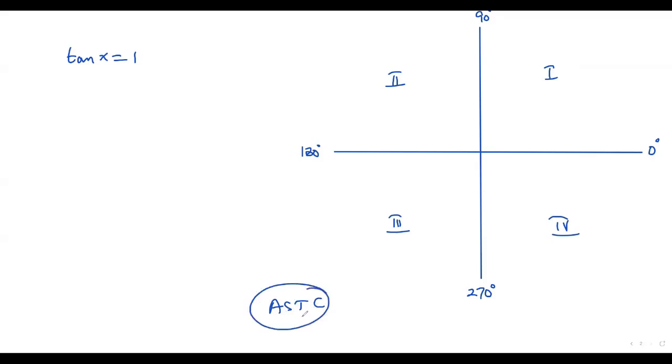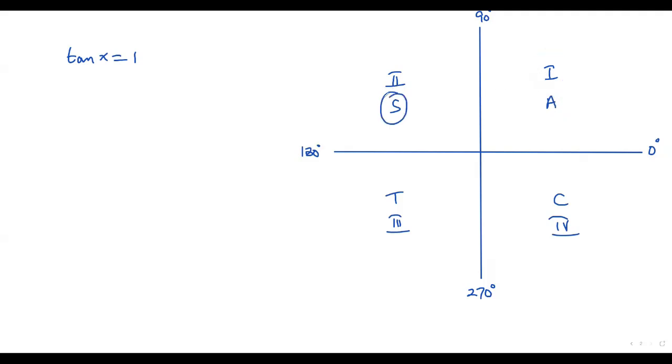This can also be remembered as all silver teacups, or all students take calculus. That is, we have A in the first quadrant, S in the second quadrant, T in the third quadrant, and C in the fourth quadrant. So why do we have A for the first quadrant? What does A stand for? A stands for all trigonometric ratios being positive in the first quadrant.